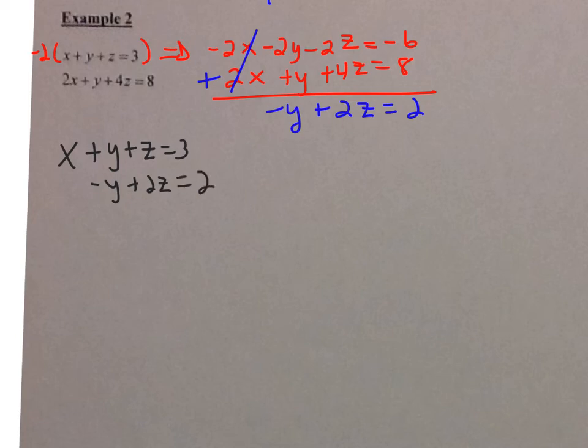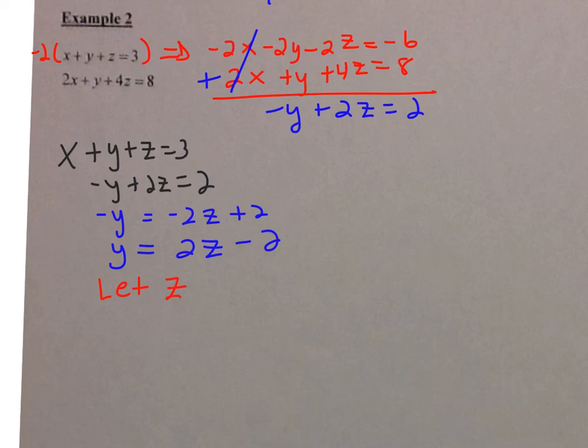So I'm going to take this equation here and I'm going to solve for y. So negative y equals negative 2z plus 2. Divide everything by negative 1 to get y positive. Y equals 2z minus 2. Now I'm going to make a substitution. I'm going to let z equal a. So now I have y equals 2 times a minus 2.